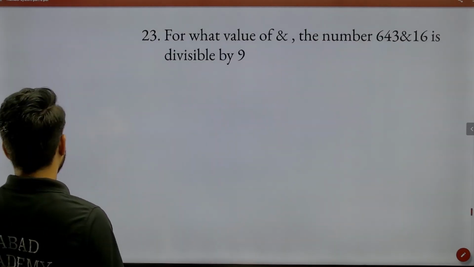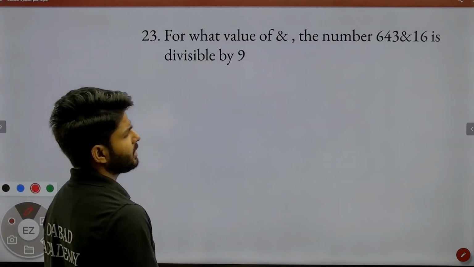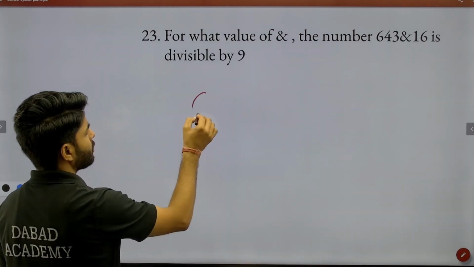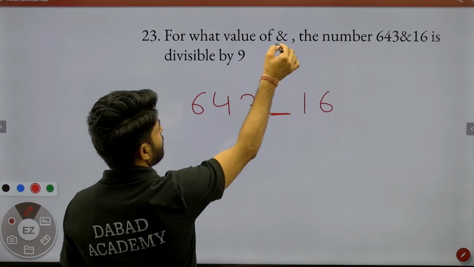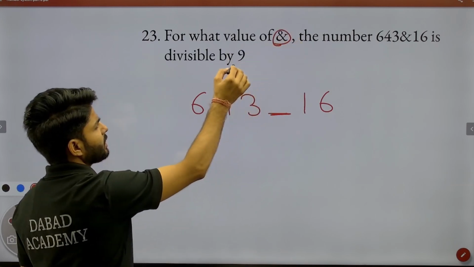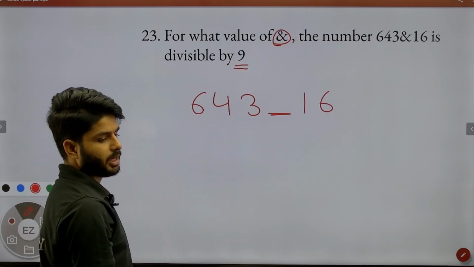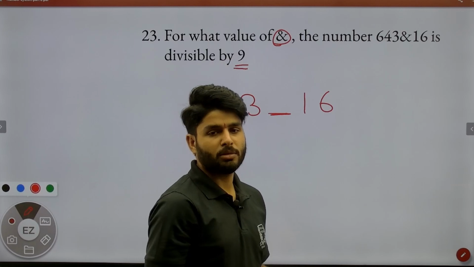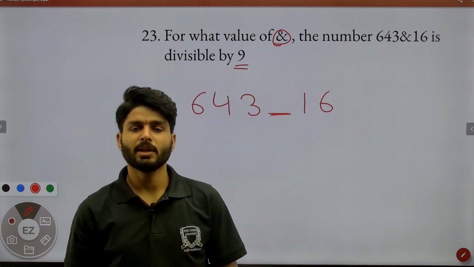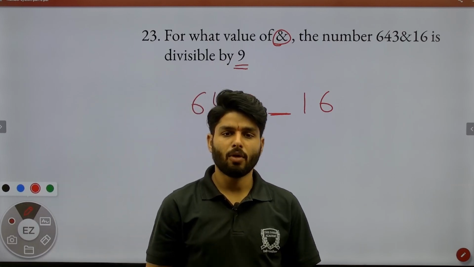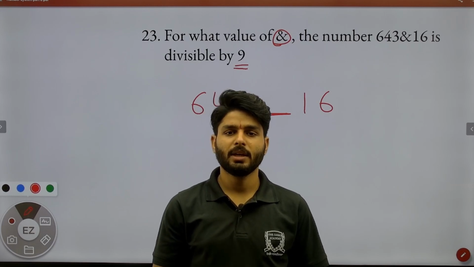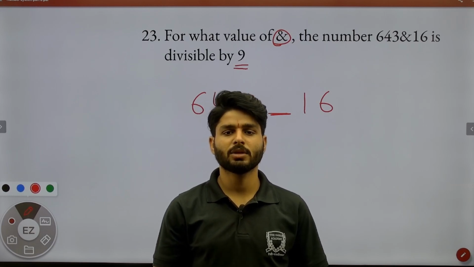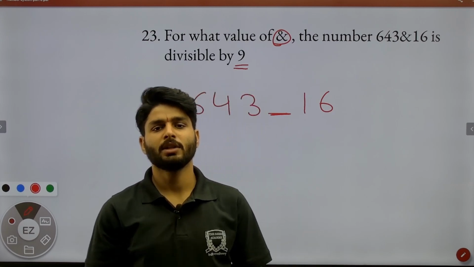What is the value of the symbol in the number 6, 4, 3, 1, 6? So we simply write a single number in the place of this sign, such that the number is divisible by 9, and we all know the divisibility rule of 9. The divisibility rule of 9 is that the sum of all digits of a number is divisible by 9. So if we sum all the digits in a number, the number should be divisible by 9.